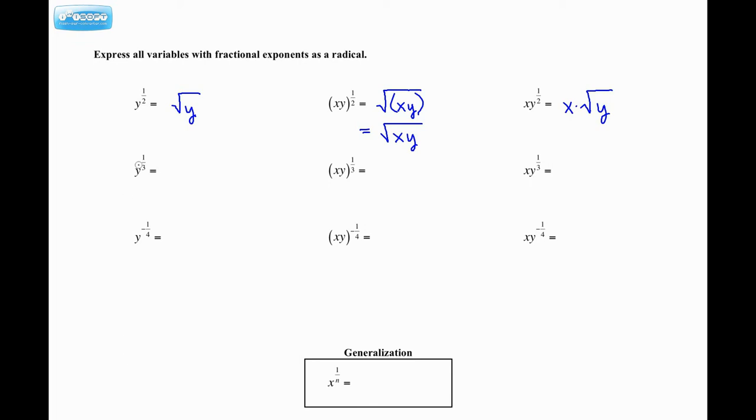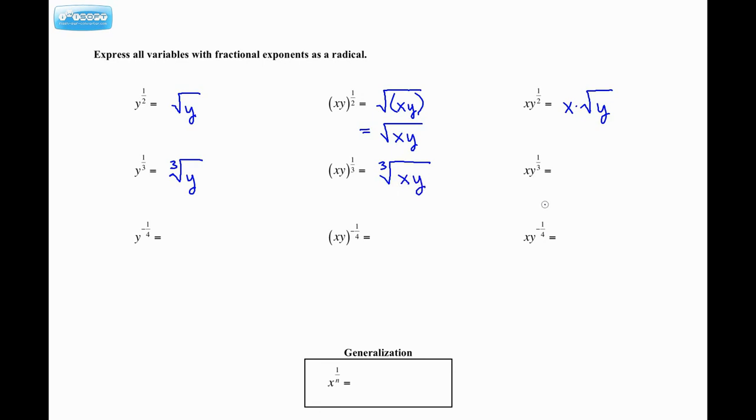Next, y to the 1/3. Okay, well, this number here in the bottom, we know that that has to be the index. So that's the cube root of y. Okay, these mean exactly the same thing. Xy to the power of 1/3. Okay, again, everything is being affected. So everything goes under that root. I don't need the brackets anymore.